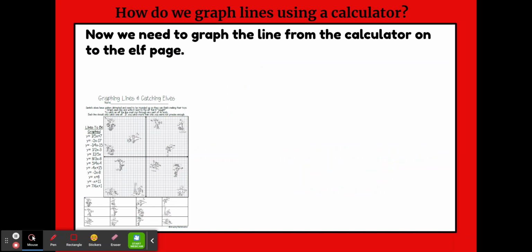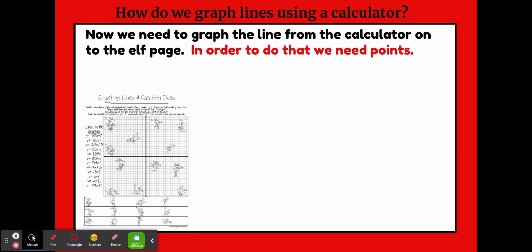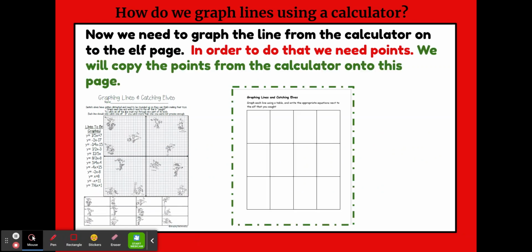Now we're going to need to graph the line from the calculator on our ELF page. In order to do that, we need to get a table of points. And where do we get those points from? From the table in our calculator. And we're going to copy that table on this page. Now, there are 12 boxes. For each graph, you're going to copy a table in each one of the boxes. Right now, I'm only going to instruct you on this one box in particular.